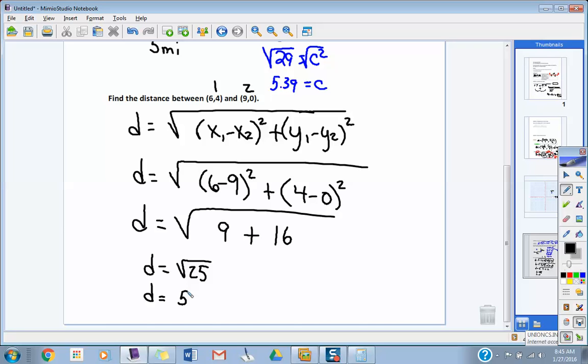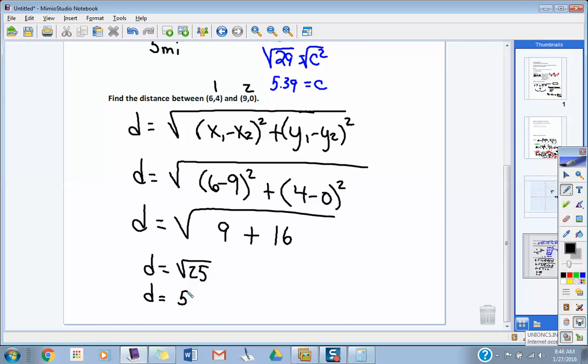Wait, yep, this says x1 plus x2. It should be x1 minus x2. Good there. Now guys, some of your points are going to be with negatives. So when you subtract a negative, that's the same as what operation? Addition. So you want to make sure you're careful with that.